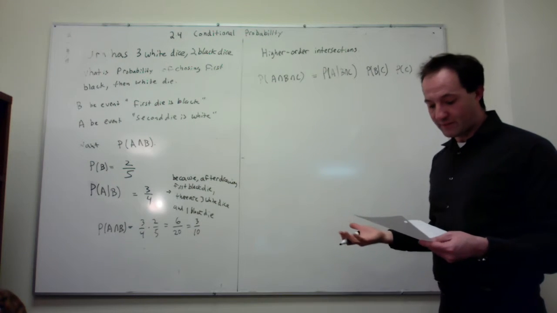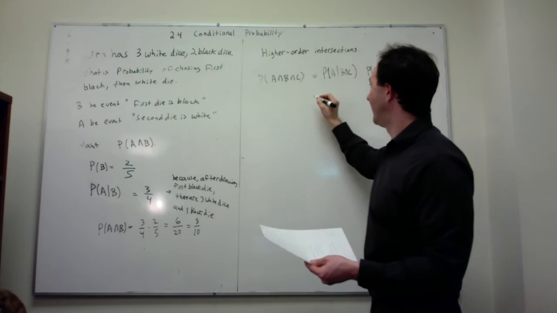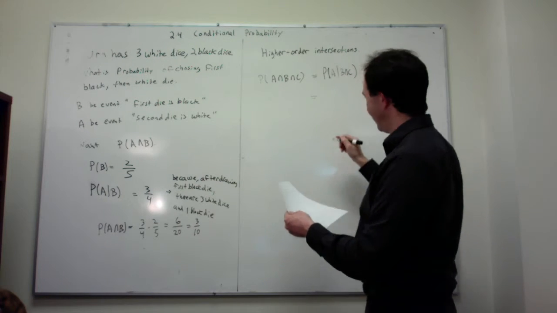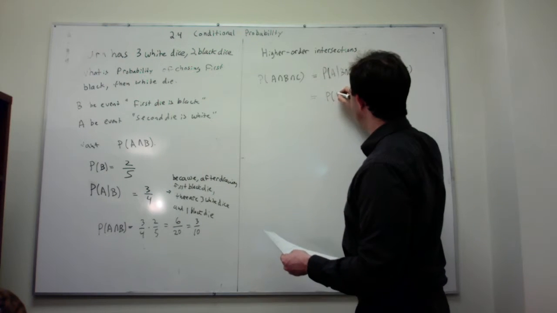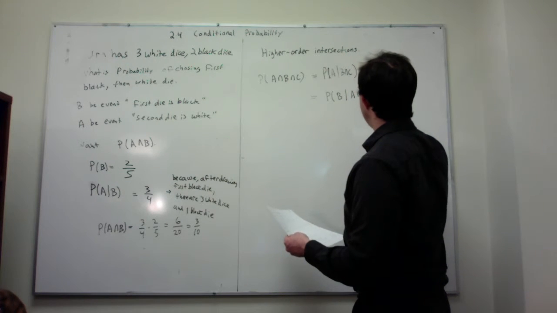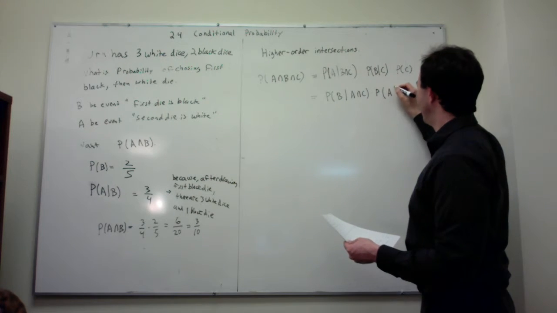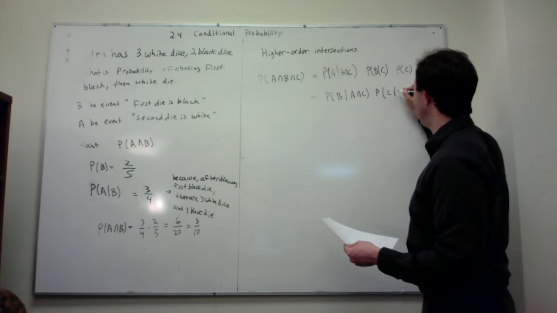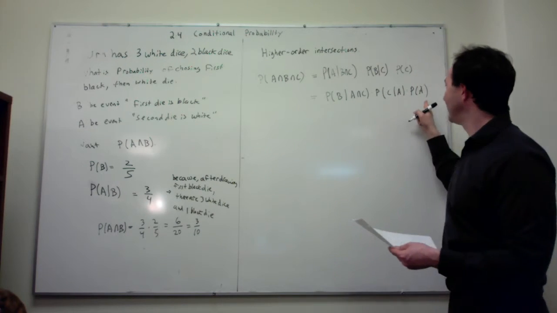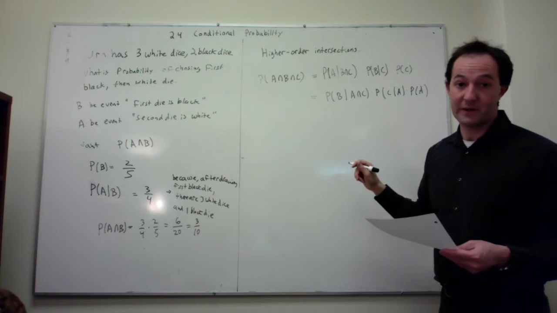We have a lot of freedom though, because there's nothing special about the order of A, B, and C. I could as well write this as the probability of B conditioned on A and C times the probability of A and C, which I can write as the probability of C conditioned on A, times the probability of A, for instance. And this would be just as valid a factoring of this probability.